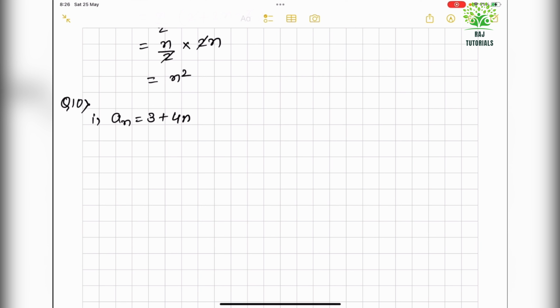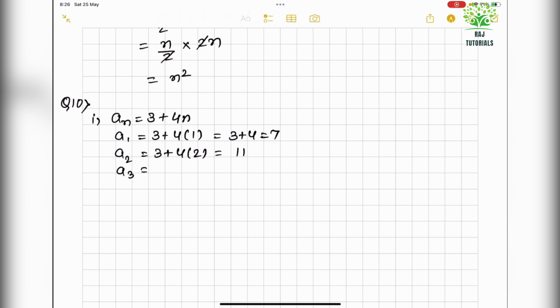Now question 10 says that show that A1, A2 till AN form an AP where AN is defined as AN equal to 3 plus 4n. So see, this is given. Now can I say A1 will be 3 plus 4 into 1, that is 3 plus 4, 7. A2 will be 3 plus 4 into 2. So 8 plus 3, 11.